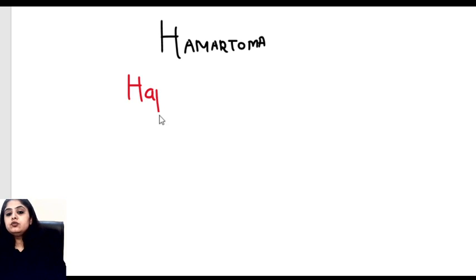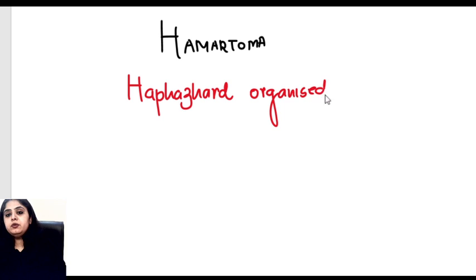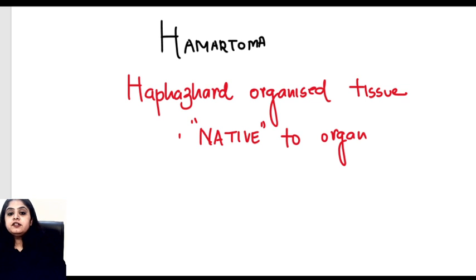Hamartoma is some tissue which has no organization. It is haphazardly organized tissue. Number one. Next, you'll ask me, ma'am, what kind of tissue? Is it tissue which has come from some other organ, or is it a tissue of the organ's own? So please remember, it is haphazardly organized tissue which is native to the organ. A very simple way of learning this is, firstly, hamartoma is haphazard tissue, and hamartoma is hamara tissue. Hamara tissue means it is native to the organ.